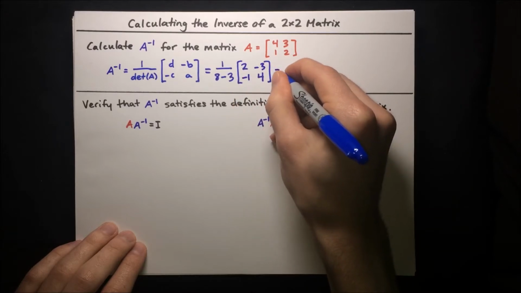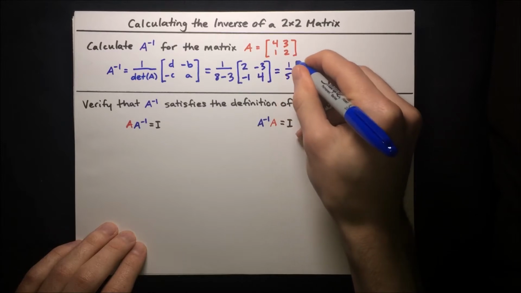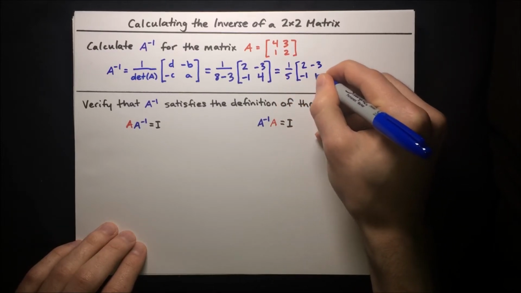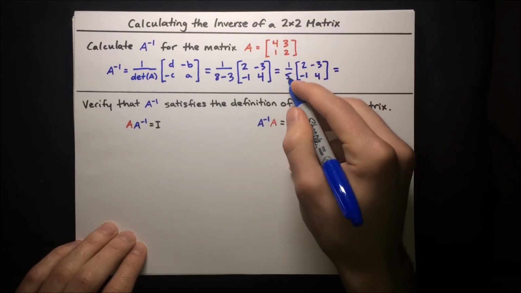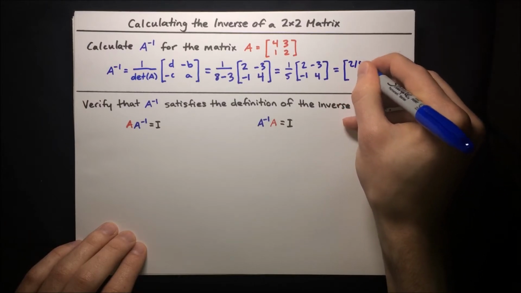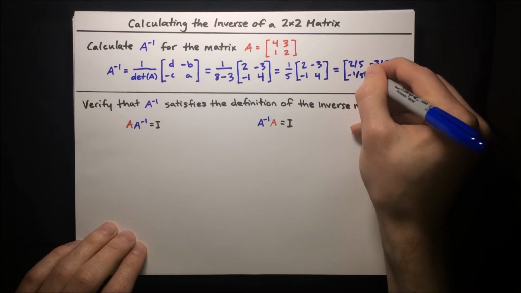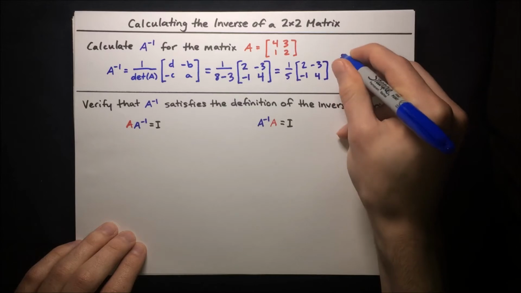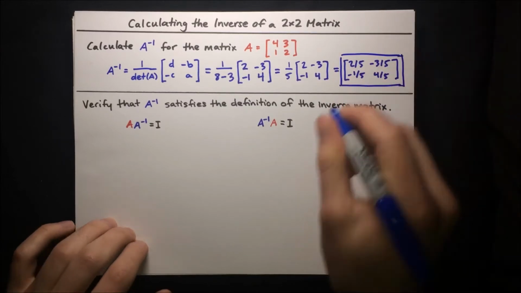Alright, so we can simplify this a bit. 8 minus 3, that's just 5, so 1/5 of this matrix 2, -3, -1, 4, and if you want to get rid of the 1/5 in front, you can distribute to all the terms, and you'll just get 2/5, -3/5, -1/5, and 4/5. And there you go. That is your inverse matrix. That's the inverse of A.